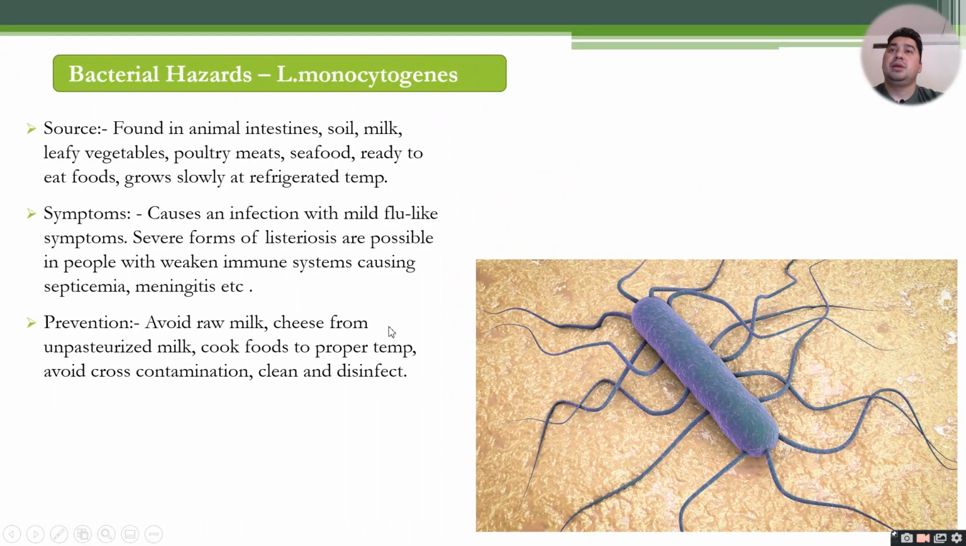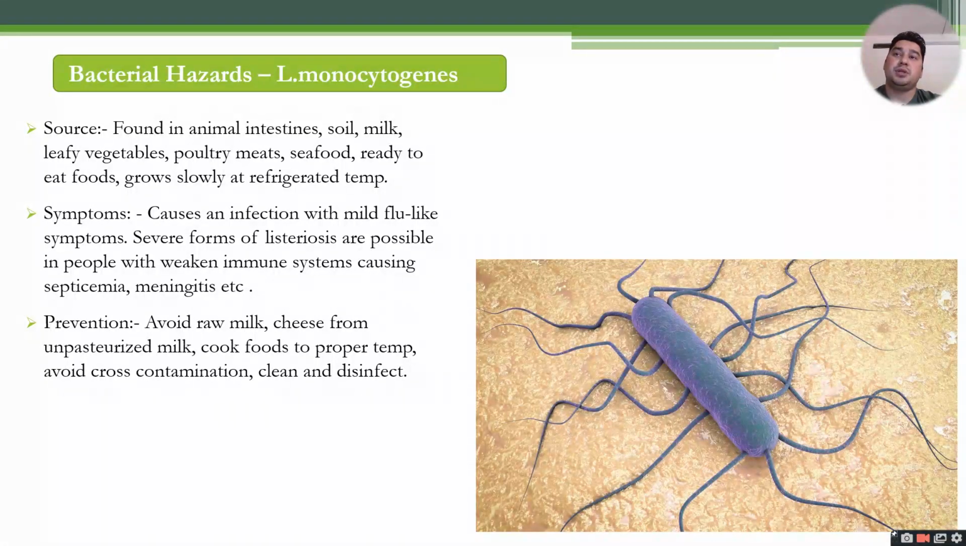Bacterial hazards, Listeria monocytogenes. Now we will learn some characteristics about the bacteria. The source of Listeria monocytogenes is animal intestine, soil, milk, leafy vegetables, poultry, meats, seafood, and ready-to-eat foods. It grows slowly at refrigerator temperature. This is the bacteria which can grow under low temperature also. Below 3 degrees Celsius, Listeria monocytogenes can grow, and it can grow inside a chiller.